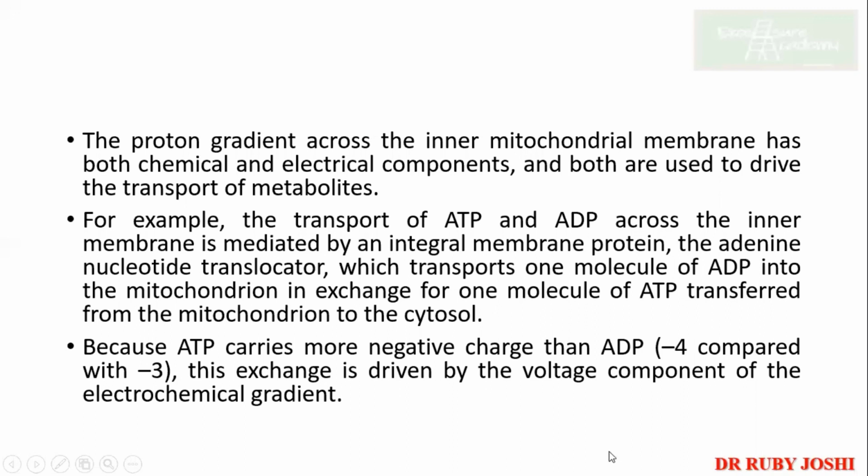The proton gradient across the inner mitochondrial membrane has both chemical and electric components. For example, the transport of ATP and ADP across the inner membrane is mediated by an integral membrane protein known as the adenine nucleotide translocator. Because ATP carries more negative charge than ADP, -4 compared with -3, this exchange is driven by the voltage component of the electrochemical gradient.